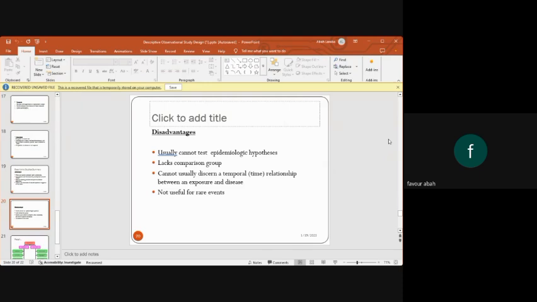And it's not useful for rare events. It's not useful for rare cases. There are other study designs that are best for rare cases, but descriptive design is not so good for rare cases. However, when you bring it down to case series and case reports, that's best for rare cases. Now, this particular bullet point here is actually referring to the cross-sectional.